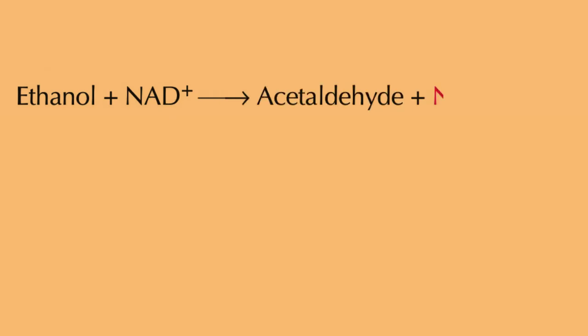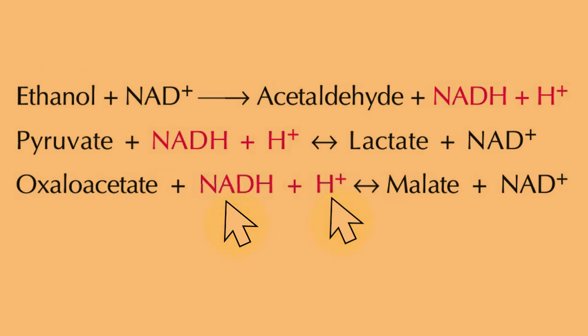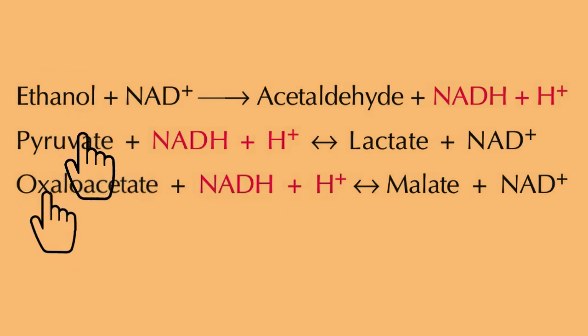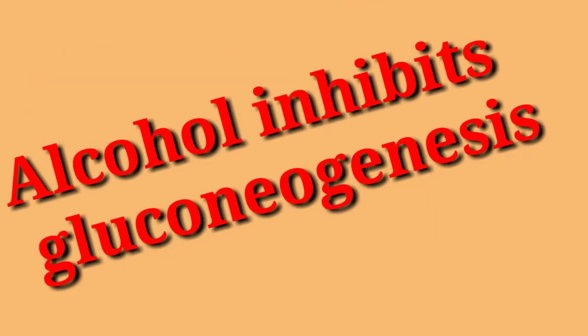So from this reaction we can say that ethanol is treated with NAD+ and produces acetaldehyde, NADH and H+. This NADH and H+ is further treated with pyruvate and gets converted into lactate and NAD+. Again, NADH and H+ is further treated with oxaloacetate and gets converted into malate. So over here we can say that the precursors or substrates required for gluconeogenesis, that is pyruvate and oxaloacetate, are used up when treated with ethanol. Hence, we can say that alcohol inhibits gluconeogenesis.